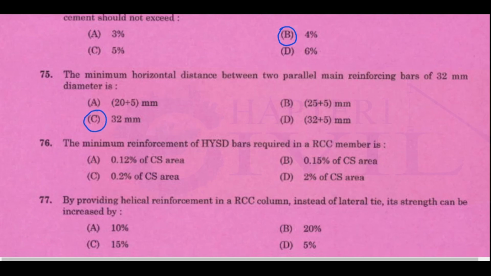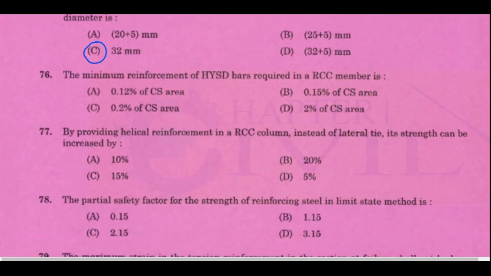Question number 76. The minimum reinforcement of HYSD bars required in a RCC member is 0.12% of cross-sectional area, 0.15% of cross-sectional area, 0.2% of cross-sectional area, 2% of cross-sectional area. For HYSD, minimum required is 0.12% of cross-sectional area.